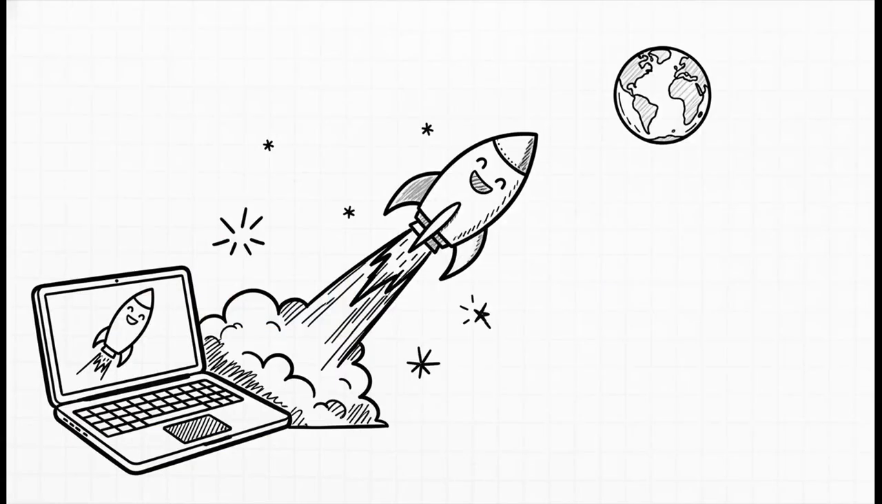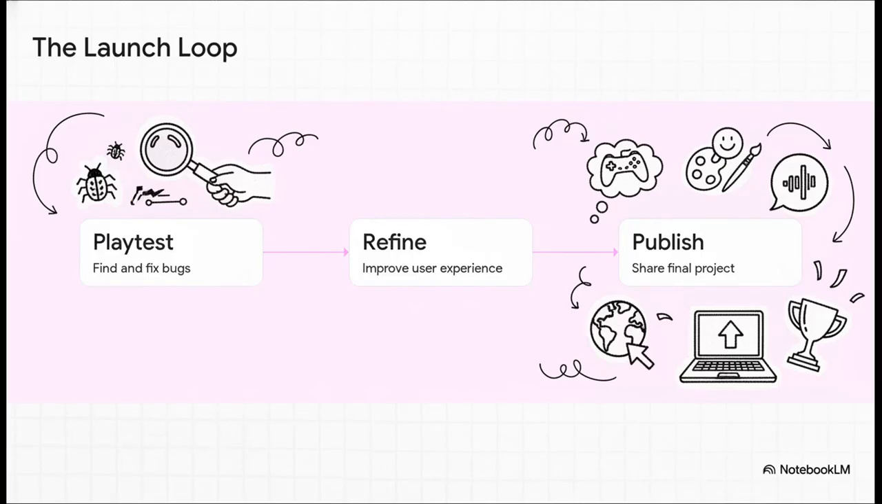And finally, Phase 4, the launch. This is the culmination of the project, where all that hard work is tested and shared with the world. This launch phase relies on a critical feedback loop. First step, playtesting. Actively hunting down those frustrating bugs in the code's logic, which, if you've ever coded, you know is quite the character-building experience. Second, refining the user experience based on real-time feedback from their peers. And third, publishing, sharing that final project link to celebrate a fully functional, interactive creation. It's such a rewarding moment.